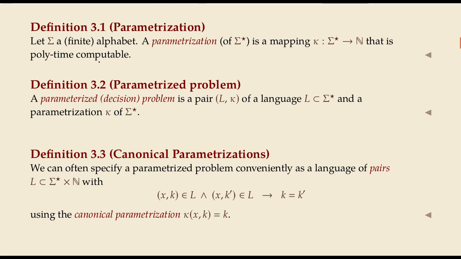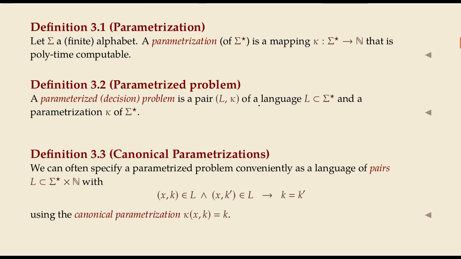If you think back, certainly for a sensible encoding of a formula, we can devise a polytime algorithm that counts the number of different variables that occur in this formula. Or it could count the number of clauses in the formula. These are all parameterizations that are easily polytime computable. Now a parameterized problem, a decision problem as usual, is a pair of a language L and some parameterization kappa for the same alphabet and nothing else.